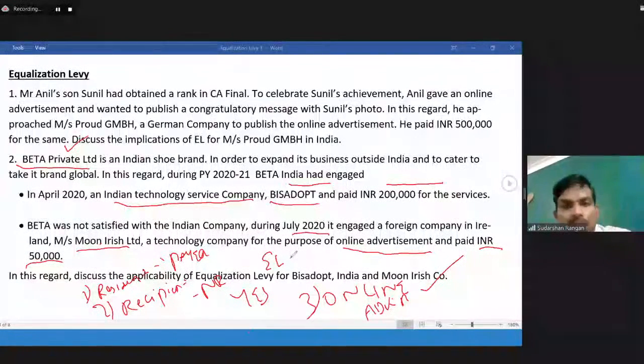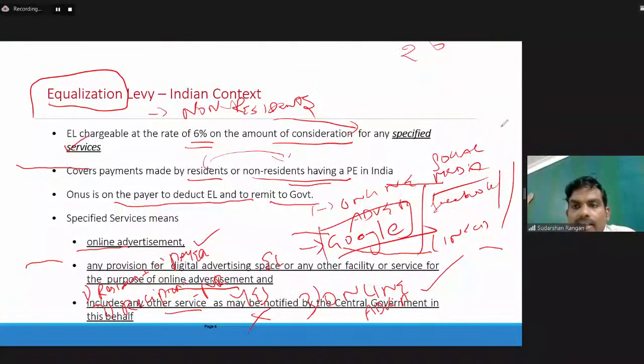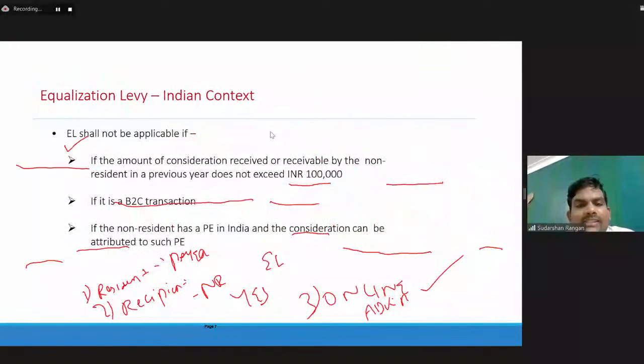Equalization levy is applicable. But hang on. Equalization levy gives a threshold, just like how we have thresholds elsewhere. So they have a threshold, but the threshold is a very small amount.